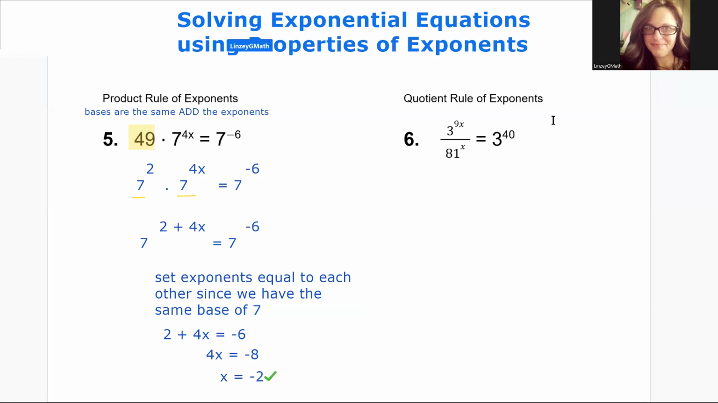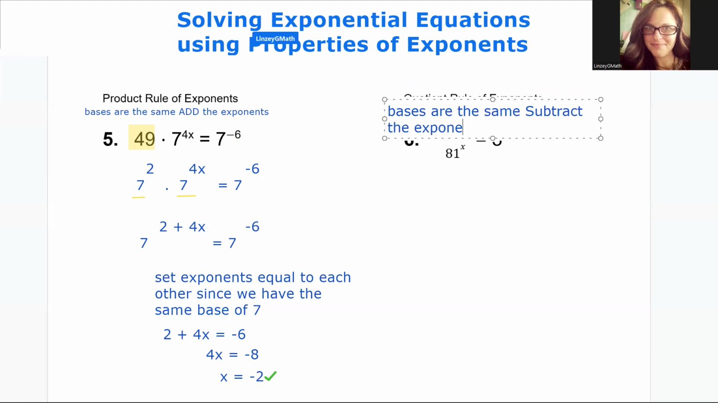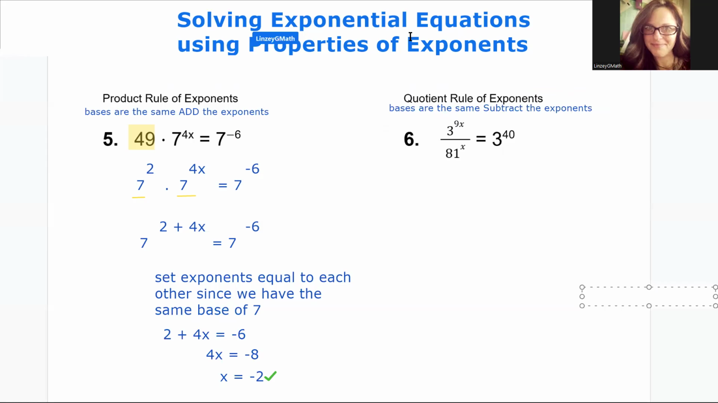Number 6, quotient rule of exponents. When the bases are the same, subtract the exponents. So we need to rewrite 81 so that it has a base 3. 81 is equal to 3 raised to the power of what? 3 to the power of 4? Yeah. 3 to the power of 4 is equal to 81.